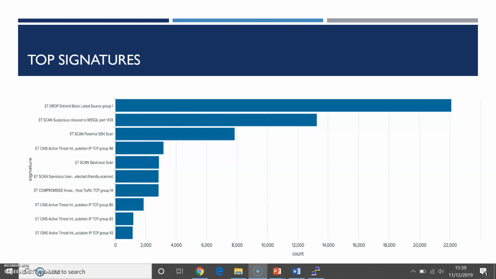Now the second one is ET SCAN Suspicious inbound to MSSQL port 1433. This alerted just over 13,000 times. This is from the Snort honeypot. Snort sees the traffic before the firewall rule, so it alerts on things that are blocked by the firewall. In this instance, it alerted us just over 13,000 times.